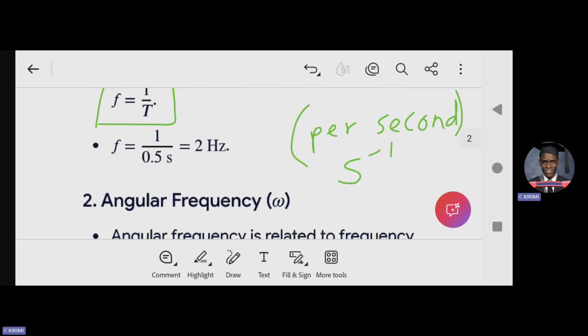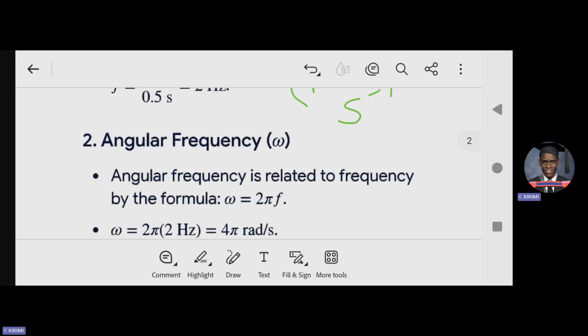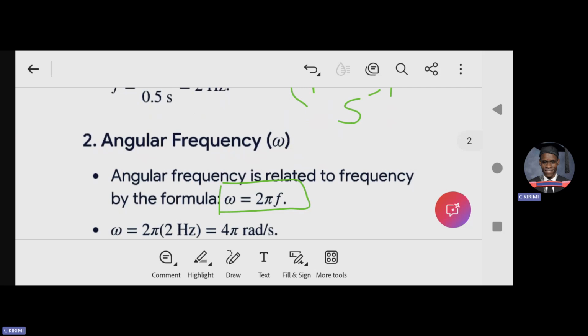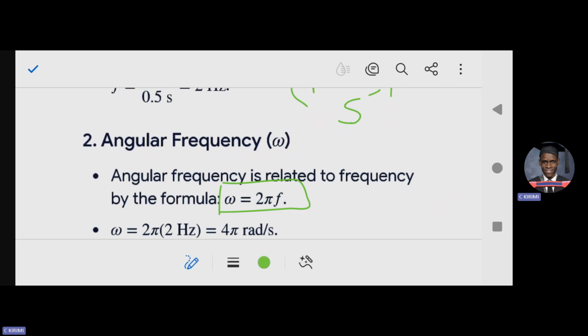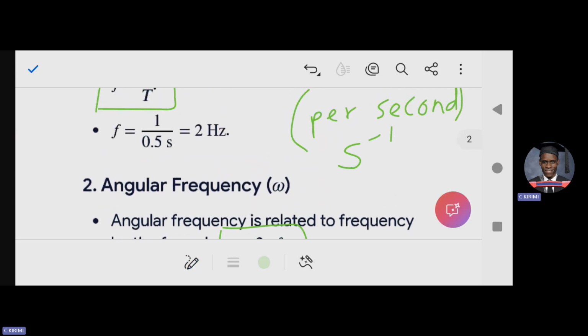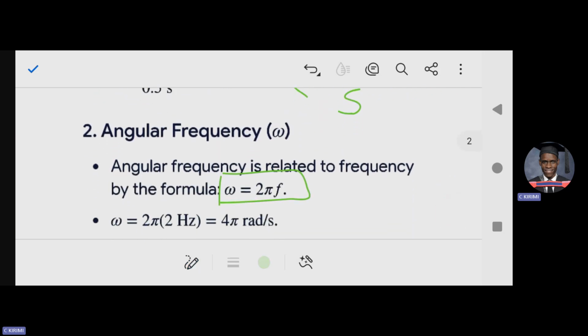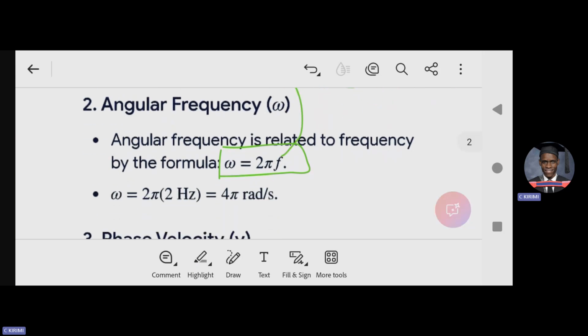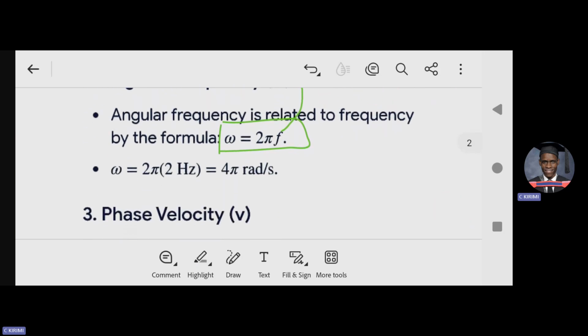Now if you want the angular frequency, omega, it is 2 pi f, as we explained. It is now a matter of substituting. Set your calculator into radians mode. The frequency is now 2 hertz, which you have calculated, so you substitute the 2 hertz into the frequency. With pi and the calculator in radians mode, you get your answer. The unit for angular frequency is radians per second.